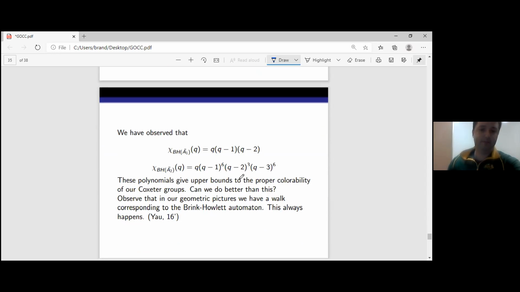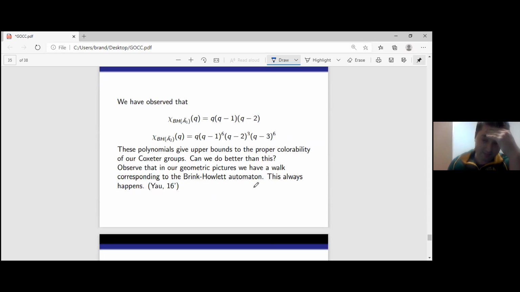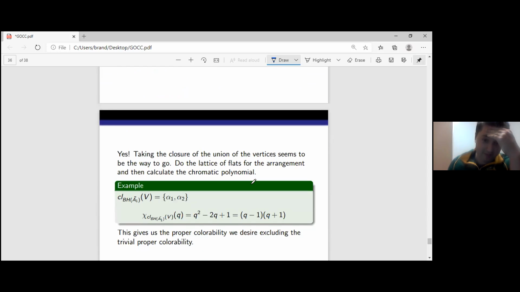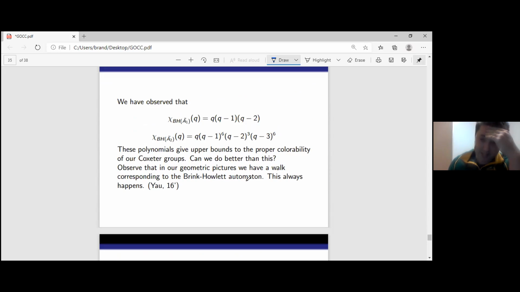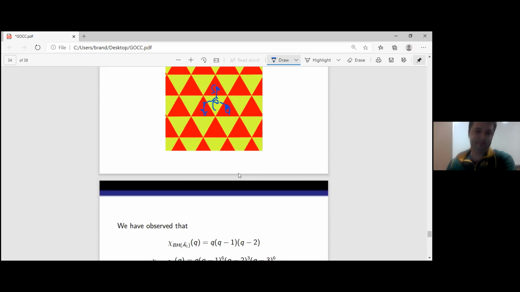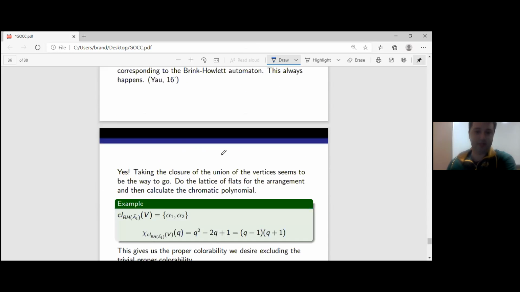And so, current research is I'm trying to improve this upper bound, and it's not going so well. So the proper colorability of Coxeter groups, can we do better than this just with the automaton? I think we could, but basically, I'll show with an example of A1 tilde.